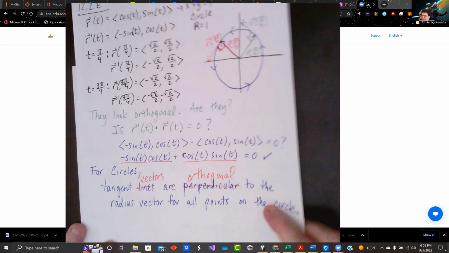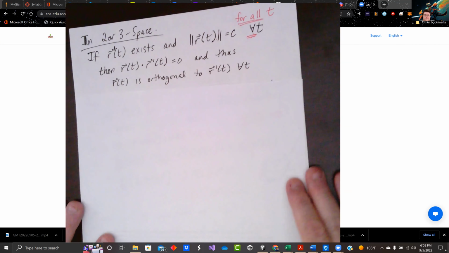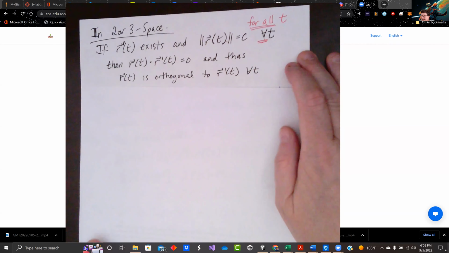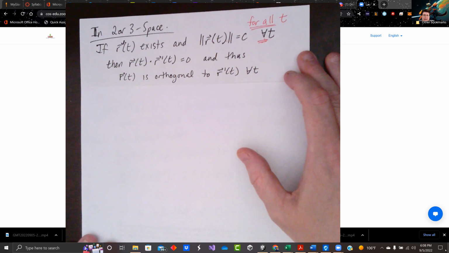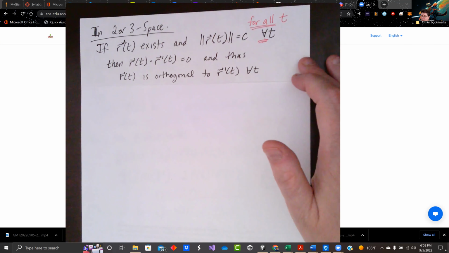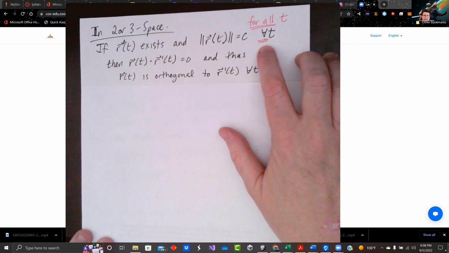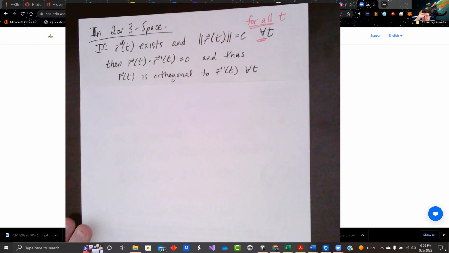Does this scale up to 3 dimensions? Yes, it does. In 2 or 3 space, if r prime of t exists, and the requirement of what we had in the last one, the magnitude of r of t has to be a constant. The radius cannot be changing length. If this is true for all t, that's the symbol for all, upside down capital A, then the dot product between the original vector and its derivative equals 0. And thus r of t is orthogonal to r prime of t for all t.